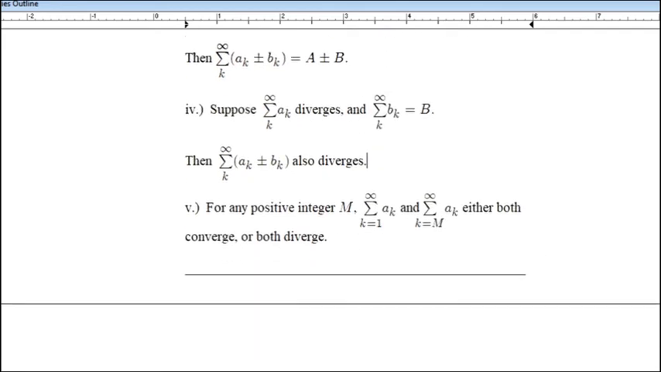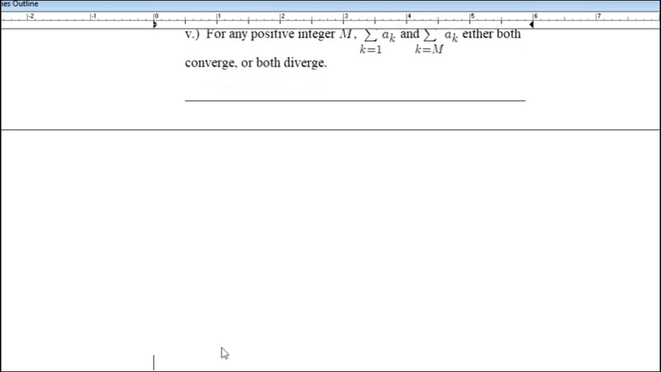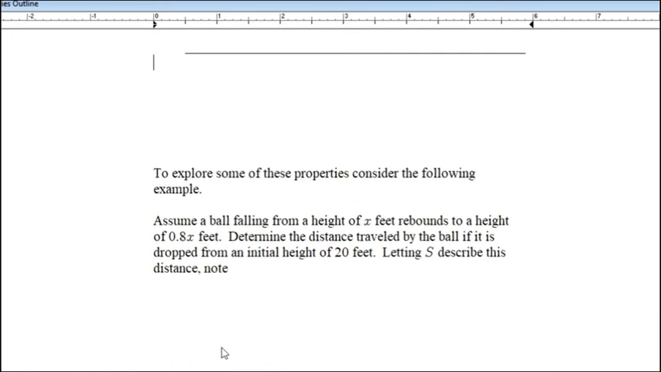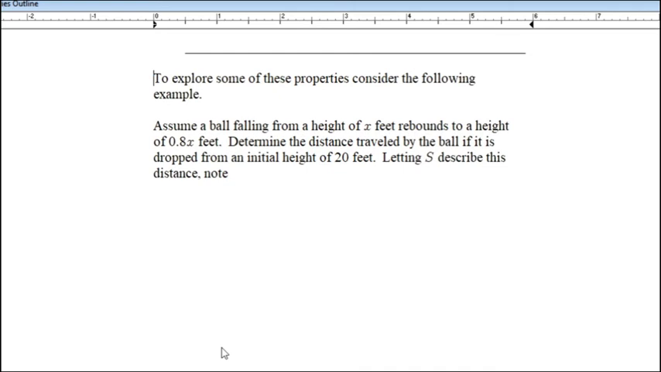What I might give you here at the end is a quick little example illustrating some of these properties. Let me bring that into view. As I said, we'll see some of these properties used in the following example. Assume a ball falling from a height of x feet rebounds to a height of 0.8 times x feet. In a sense, what we are highlighting here in our assumption is that we have this falling ball that when it rebounds, it's going to rebound to what we might think of as 80% of the height that it had fallen from. What we want to consider in this problem is determining the distance traveled by the ball if the ball happens to be dropped from a height of 20 feet.